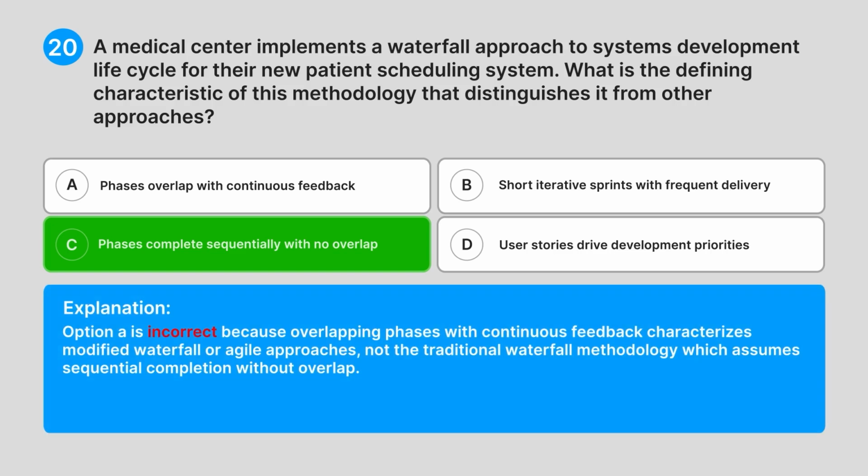Option A is incorrect because overlapping phases with continuous feedback characterizes modified waterfall or agile approaches, not the traditional waterfall methodology, which assumes sequential completion without overlap.